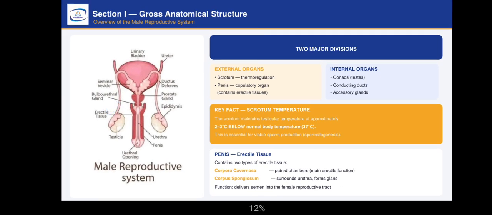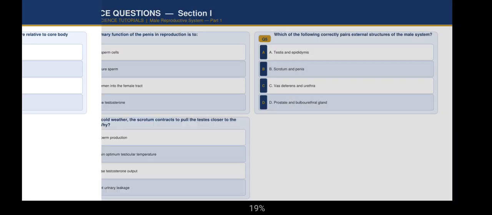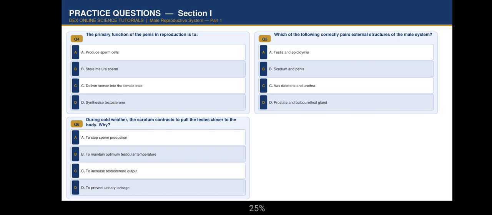So let's continue with more questions. Question number 4: the primary function of the penis in reproduction is to A, produce sperm cells; B, store mature sperm; C, deliver semen into the female tract; and D, synthesize testosterone. What do you think is the correct answer? Think, think, and think. The answer is option C, deliver semen into the female tract.